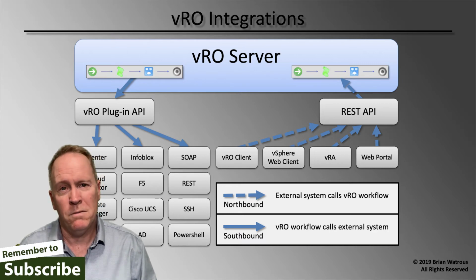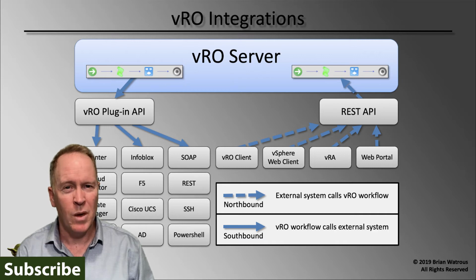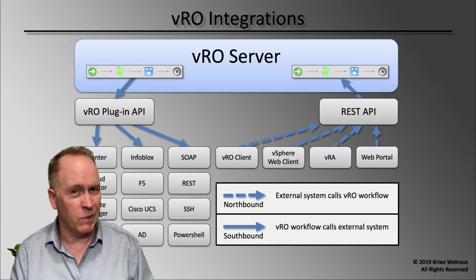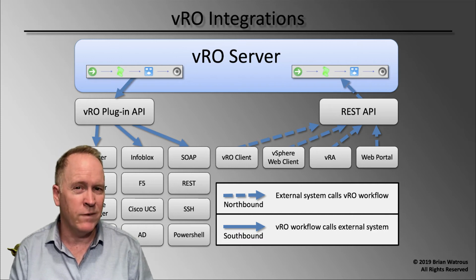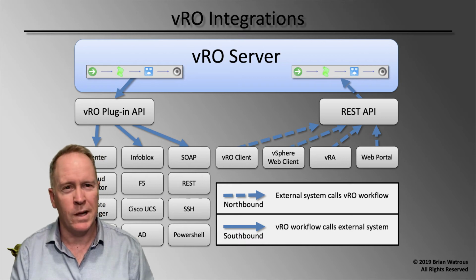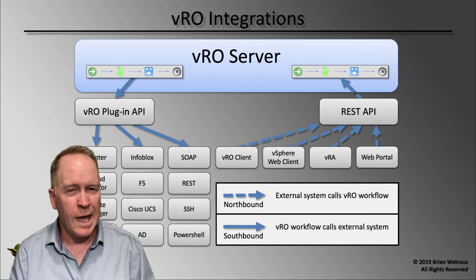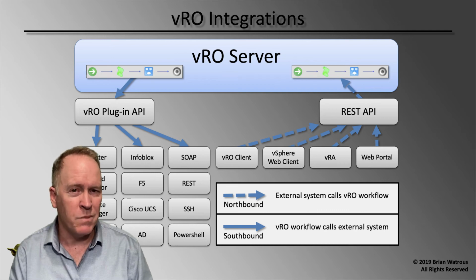Or you may perhaps want to create your own interface to Orchestrator. Perhaps your company has your own custom web portal that you've already spent a lot of money to create and you spend a lot of time training your employees how to use. Instead of having the users use yet another interface like the vRO client or the vSphere web client or vRA, you can create a web portal using essentially whatever web framework you want, whatever programming languages you want, as long as they can act as a REST client to our REST API.